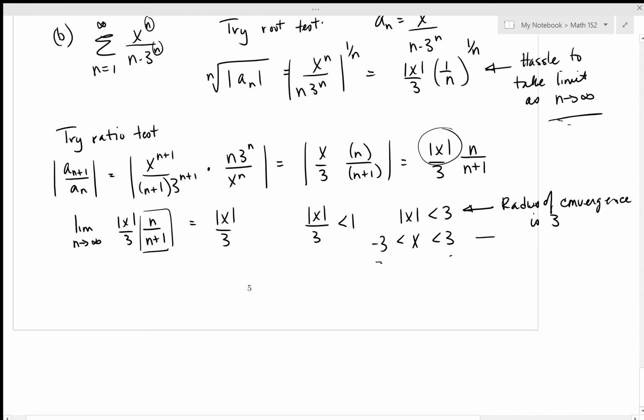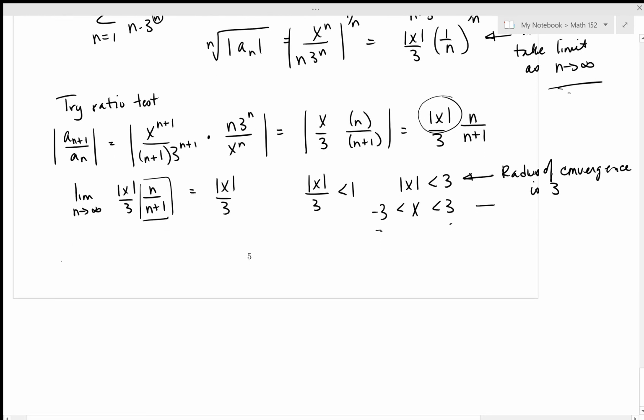I don't get any information from the ratio test, so I need to take a look at the endpoints separately. So I'm going to do that. Check endpoints.